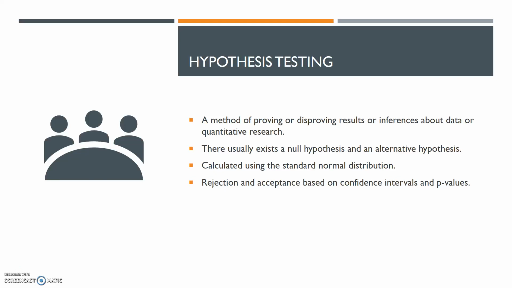Now, they're usually calculated using the standard normal distribution, and then rejection and acceptance of the hypothesis is based on confidence intervals and p-values. We have some data in JMP that we can run and then test hypotheses using some of the tools available in JMP, and we will do that in the next slide.